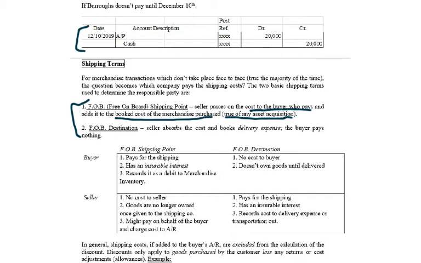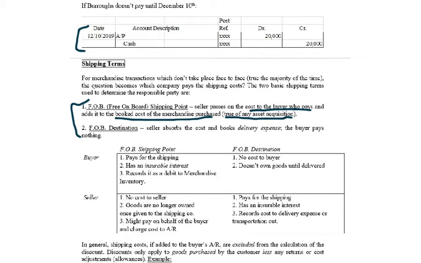Exactly. In other words, the cost of the computer to you was $400 plus the $20 for shipping equals $420. So that's why, if you're the buyer of something and you paid for shipping, you add that cost to the asset value because it's part of the acquisition cost. It's simple as that. All right, so that's the first one, FOB shipping point.